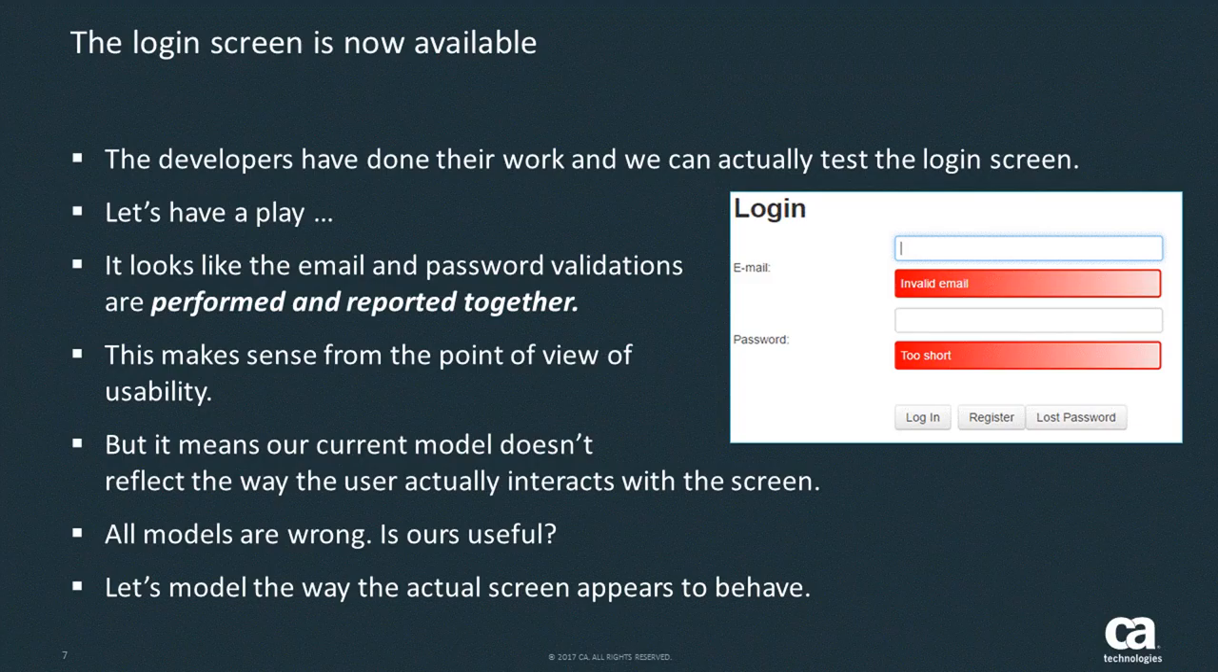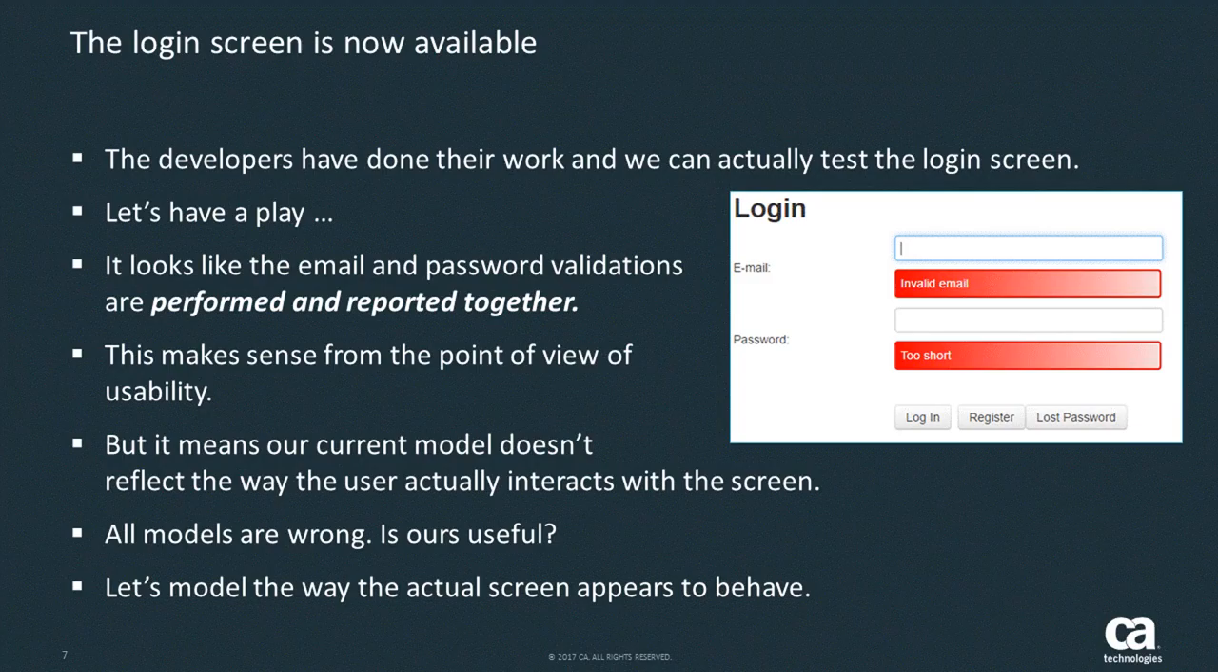So let's have another attempt at creating a model that reflects this idea that the email and password validations are both performed and reported together. Now, why would this change have happened anyway? Well, it makes sense because from the perspective of the user, they want to know of all the errors they've made on the entry to a screen, rather than having to fix one error after another.